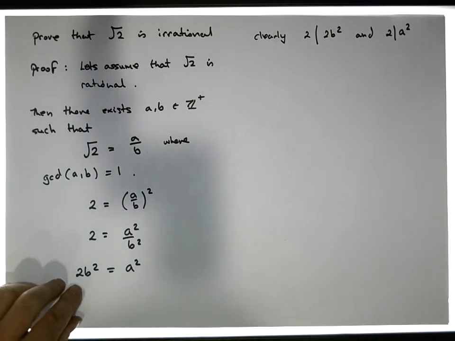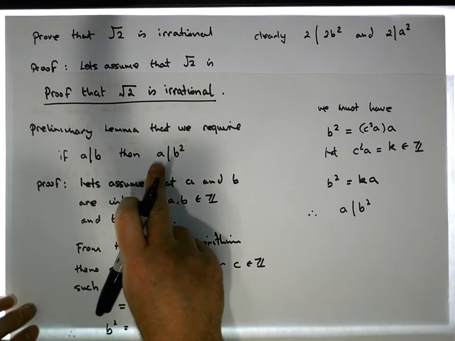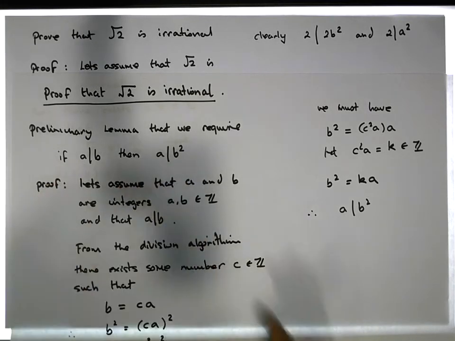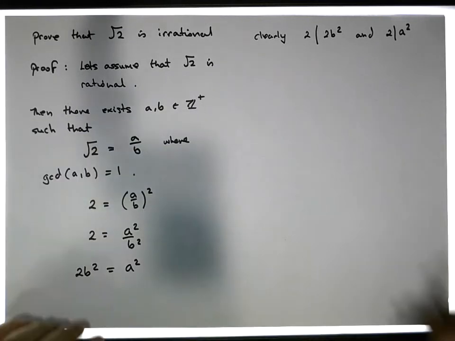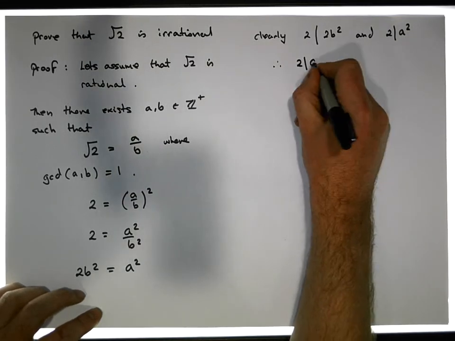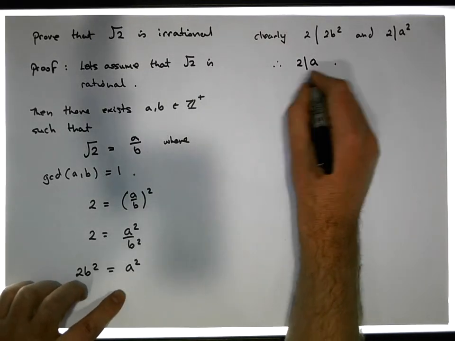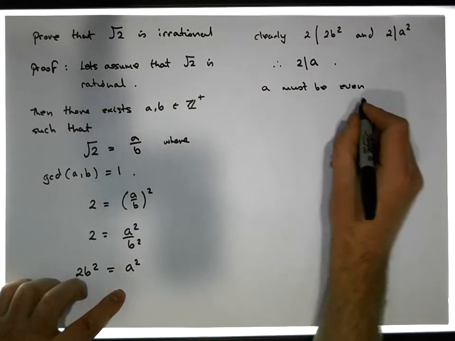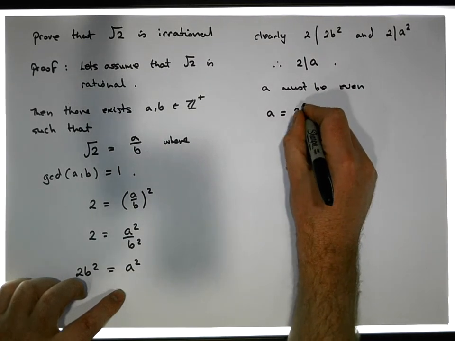Now, what we've shown earlier on is that if a divides b, well then a divides the square of b. Actually, we probably should have done this the other way around. If a divides the square of b, well then a divides b. But what we have here is that 2 divides a squared, so therefore 2 must divide a. So 2 must divide a, in which case a must be even. And now because a is even, that means a can be written as 2 times some other number. Let's call that k.